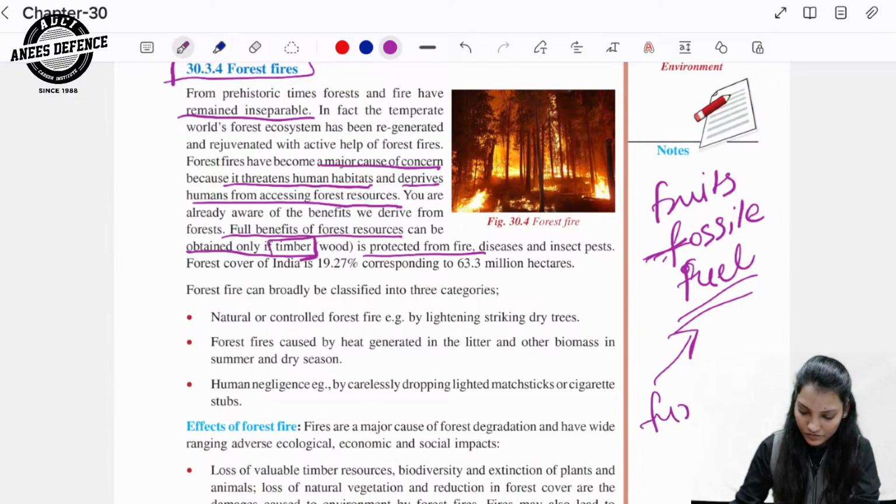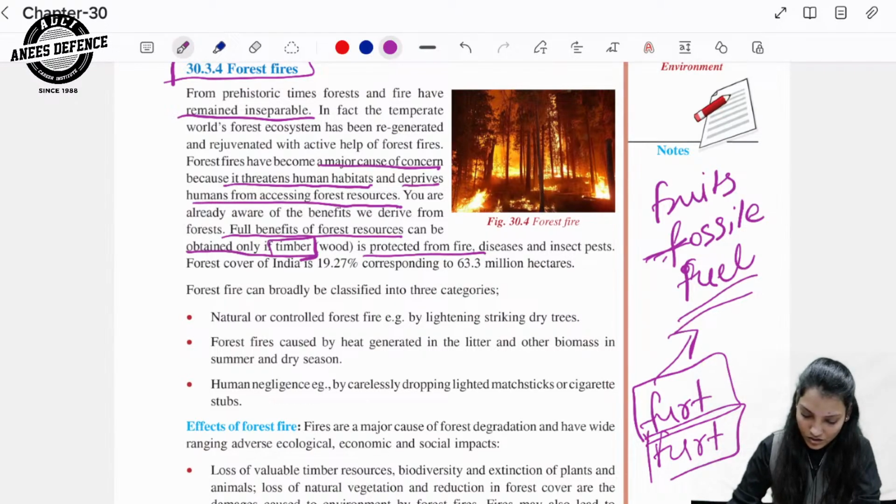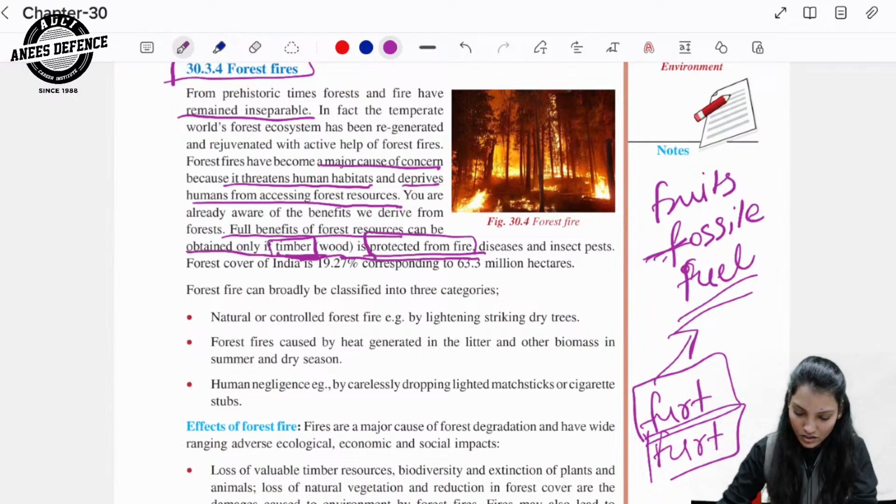In case of furniture, this is hardwood. If you want to make any structure, what we call furniture, to beautify our houses, we use this particular wood. So this is very hard wood. If we can protect this wood from the fire, then we can utilize this wood for furniture. And there are several things where we can use this timber. So it is important to have timber.